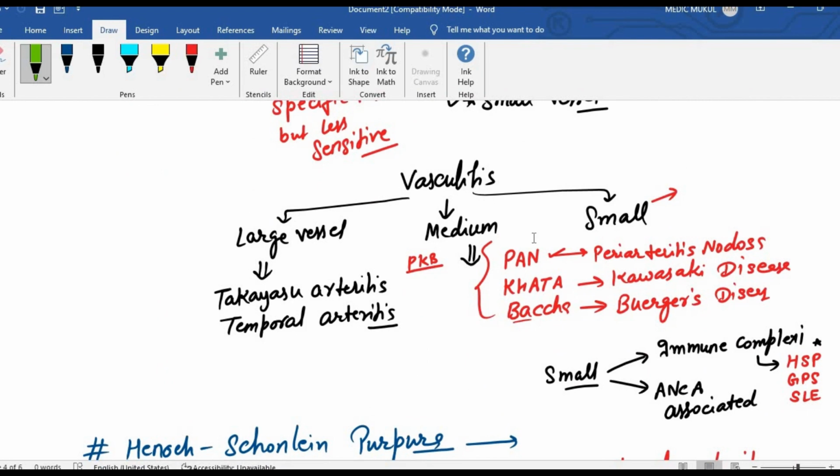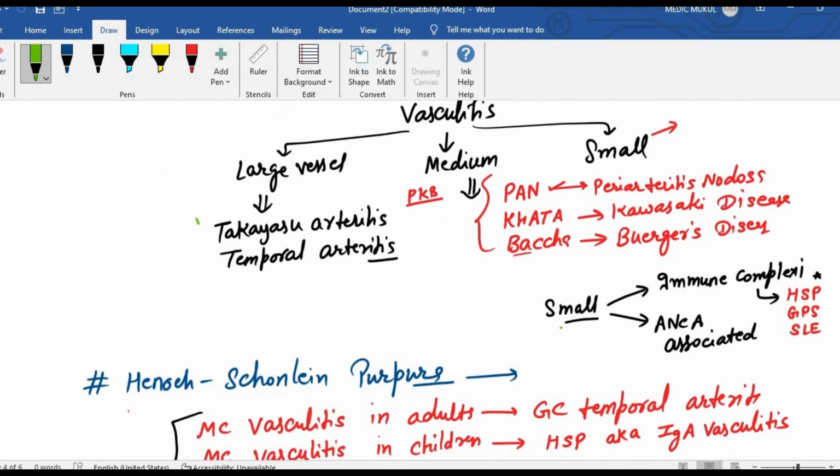We have the large vessels, the medium vessels, and the small vessels. In Takayasu arteritis, remember which vessels will be affected? The arch of the aorta. Temporal arteritis, which vessels will be affected? The superficial temporal artery. Polyarteritis nodosa, the renal vessels will be affected. Kawasaki disease, which vessel will be affected? The coronary artery will be affected.